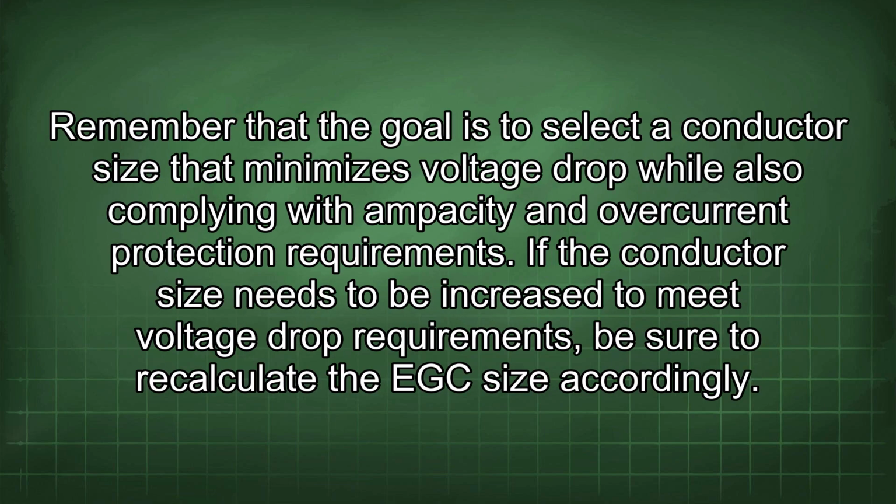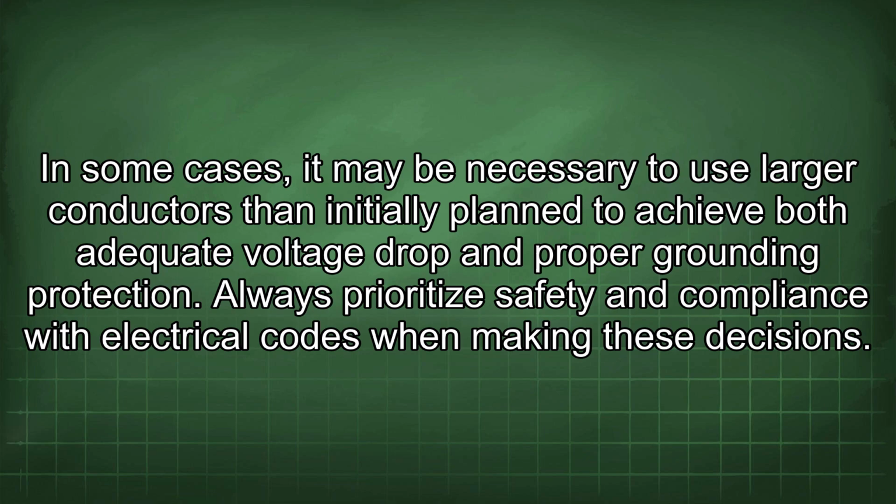Remember that the goal is to select a conductor size that minimizes voltage drop while also complying with ampacity and overcurrent protection requirements. If the conductor size needs to be increased to meet voltage drop requirements, be sure to recalculate the EGC size accordingly. In some cases, it may be necessary to use larger conductors than initially planned to achieve both adequate voltage drop and proper grounding protection. Always prioritize safety and compliance with electrical codes when making these decisions.